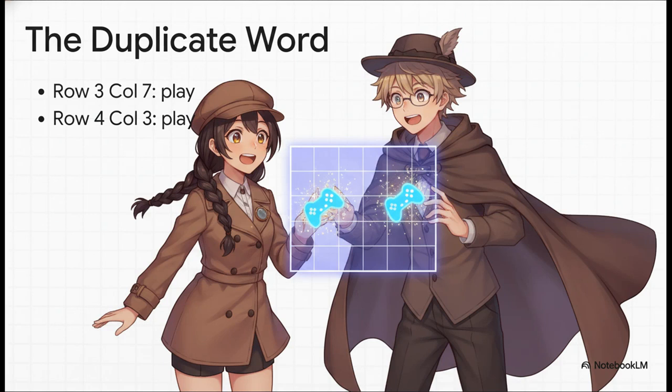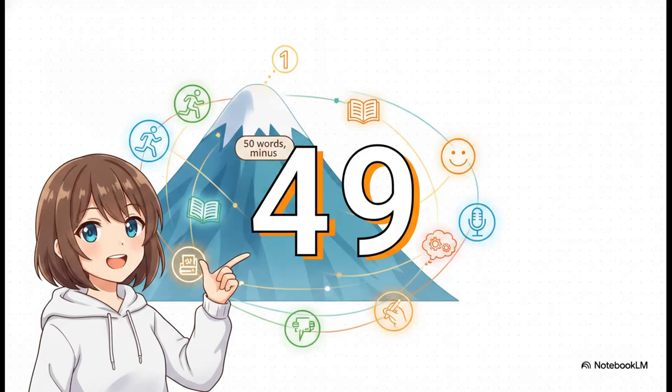If you look at row 3, column 7, we have the word play. But then scan down to row 4, column 3, and there is the word play again. No way, right? The exact same word actually appears twice in the grid. Maybe it's a testament to how important recreation is for us, or maybe it's just a funny little typo in the matrix. So, the crucial point is, there are actually only 49 unique verbs to memorize on this entire chart.